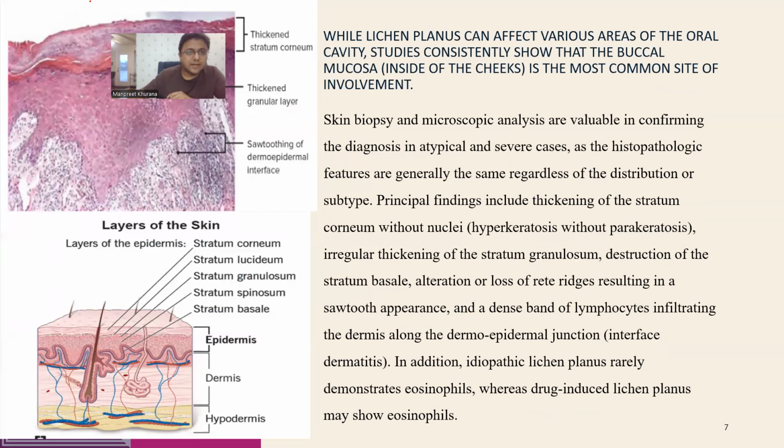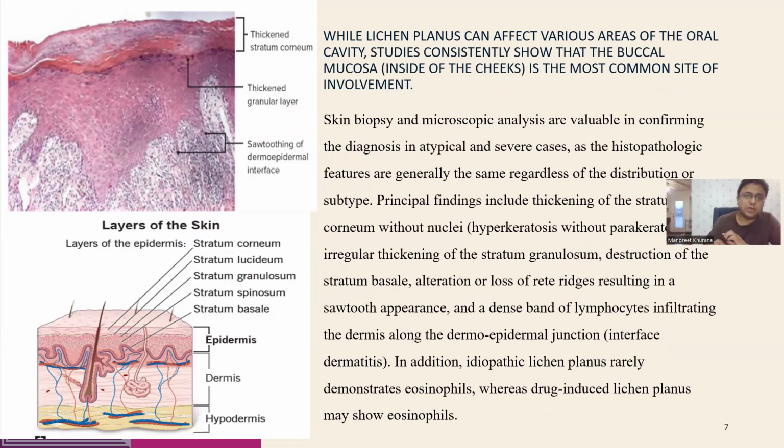Now let's understand the histopathology of lichen planus. Lichen planus can affect various areas of the oral cavity. Studies consistently show that the buccal mucosa is the most common site. So, which is our question, the buccal mucosa is the most common site of involvement. Very important. Now, skin biopsy and microscopic analysis are valuable in confirming the diagnosis in atypical and severe cases, as the histopathological features are generally the same regardless of the distribution or subtype.